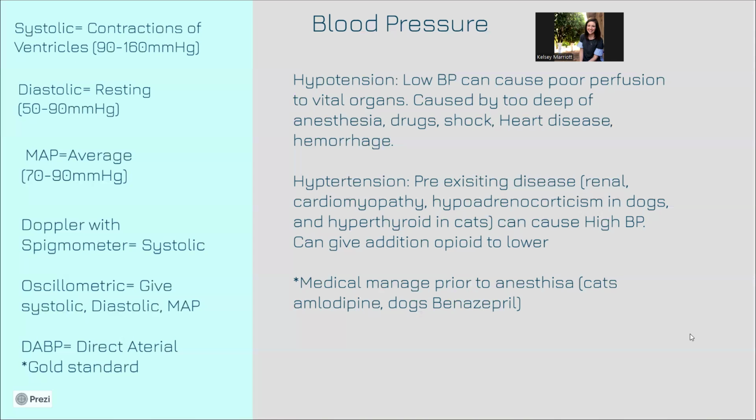So when we talk about our blood pressure, we have our systolic. This is the contraction of the ventricles in the heart, and we want to see anywhere between 90 and 160. And then we also have our diastolic measurement, which is when the heart is resting. That's anywhere between 50 and 90.